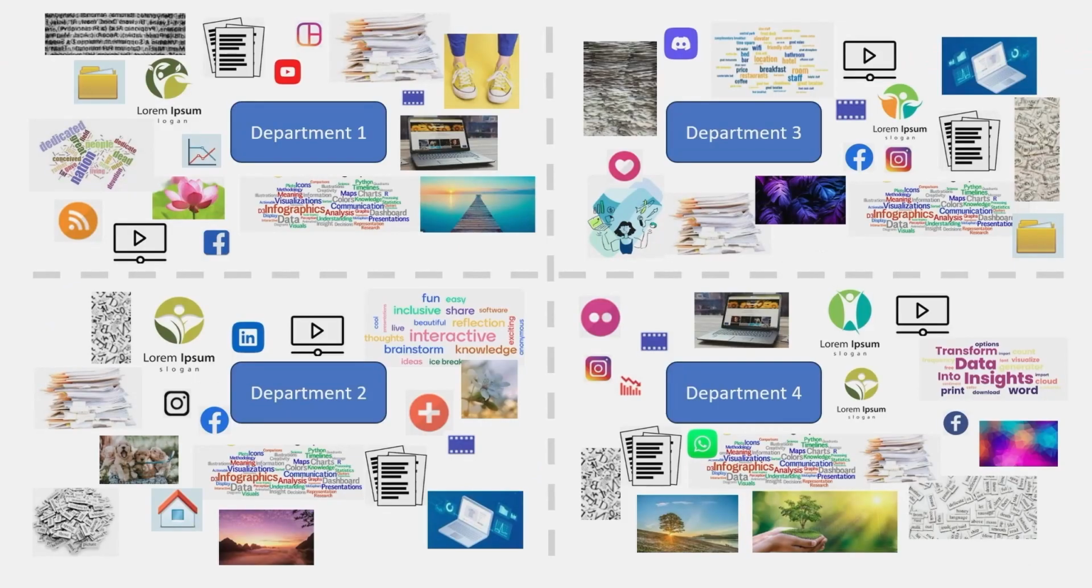This is my fictional company with 4 departments. And we have a lot of content, you can see. It's all in a jumble. These departments are autonomous. They're separated. They're working in their own little silos. I've gone around and I've seen all of this stuff. I've gathered input from all 4 departments.